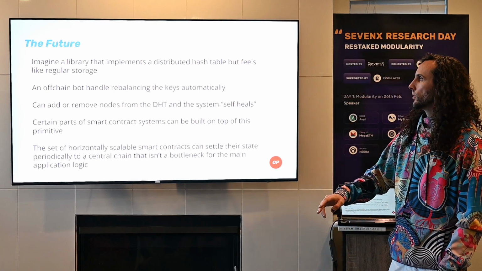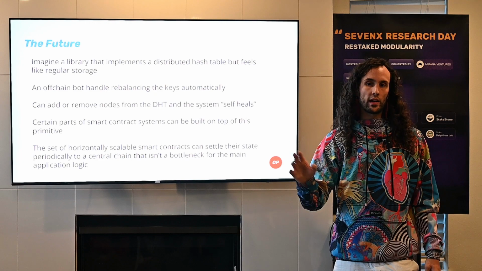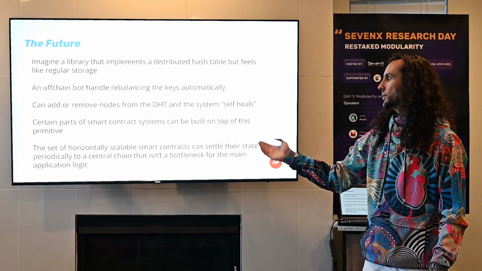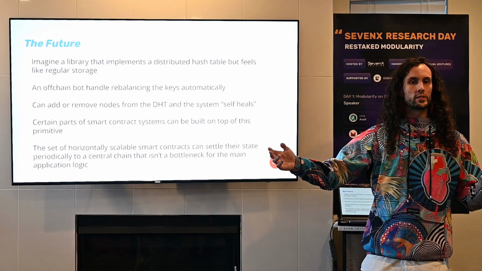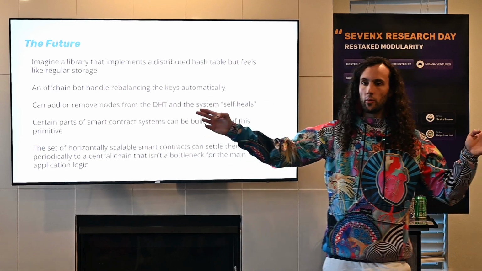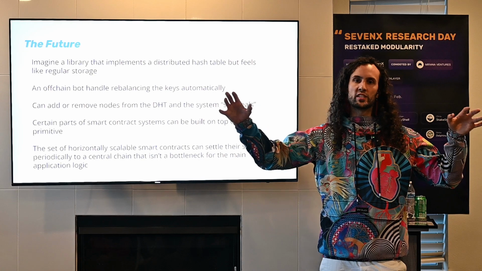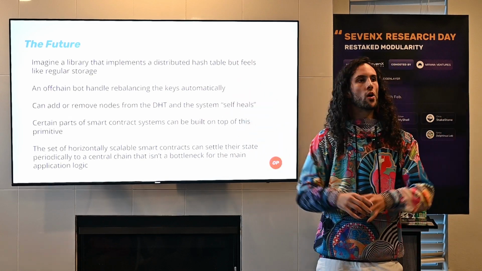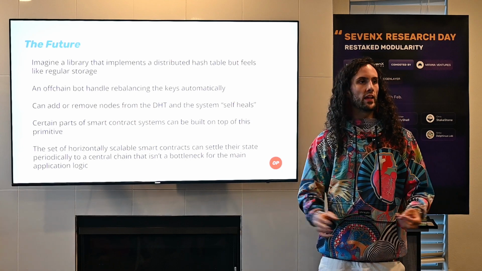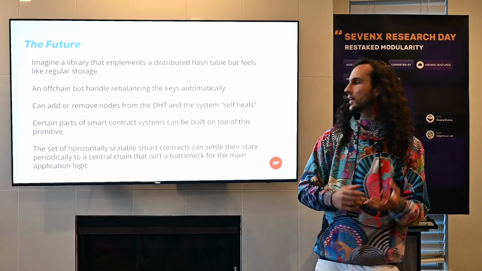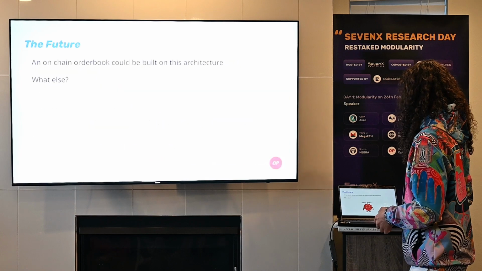And like I said before, not all smart contracts can be built in this way. So you could imagine some parts of your Solidity code base could be horizontally scalable. And then what you could do is have this pattern where you settle all the state to another chain, right? And in that chain, that can be your coordinator chain, something like that.